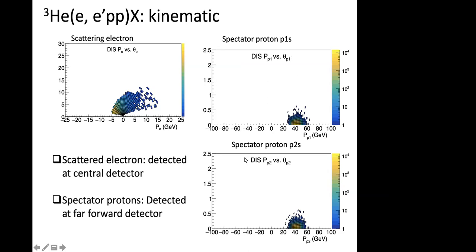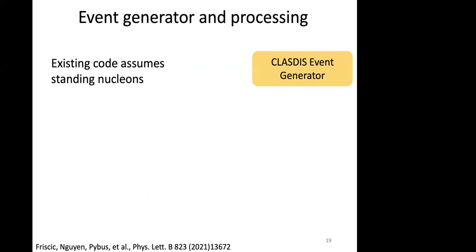On the right side is the plot of the two spectator protons, P1 and P2. They come out at really small angles and move very forward. That is why we are able to detect both of these spectator protons in the far-forward detector region at the EIC. In order to study the feasibility of our double spectator tagging measurement at the EIC, we need an event generator to generate this type of event and study it.